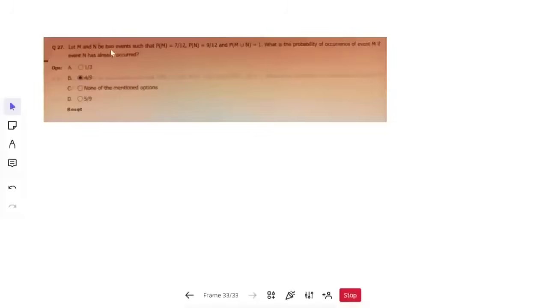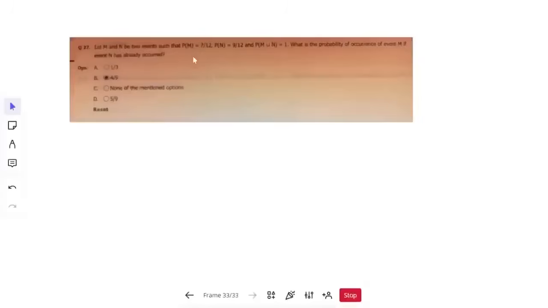Let's look at this question that we have. Let M and N be two events such that the probability of M is equal to 7 by 12, the probability of N is equal to 9 by 12, and the probability of M and N is equal to 1. What is the probability of occurrence of event M if event N has already occurred?